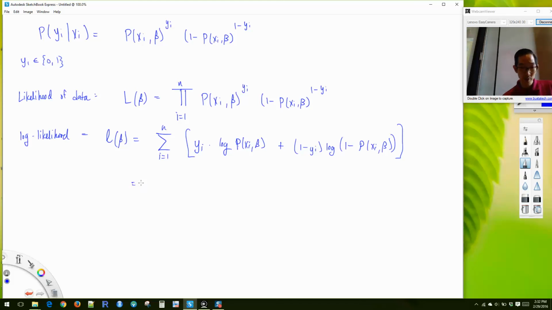Then this simplifies down to, the log of this thing ends up being y sub i times beta transpose x sub i minus, oh wait, no, hang on, is that right? Let me just make sure this is what I've got written down here.